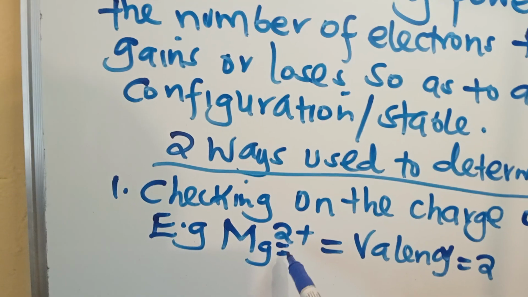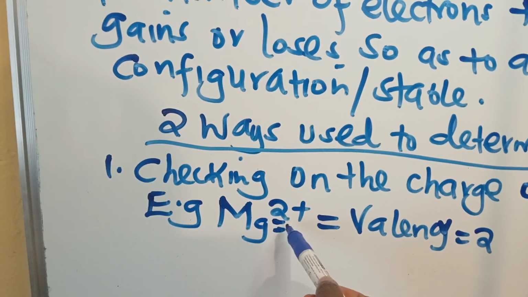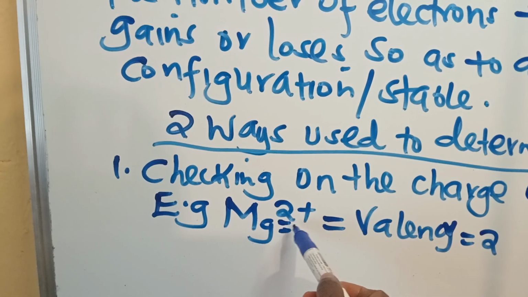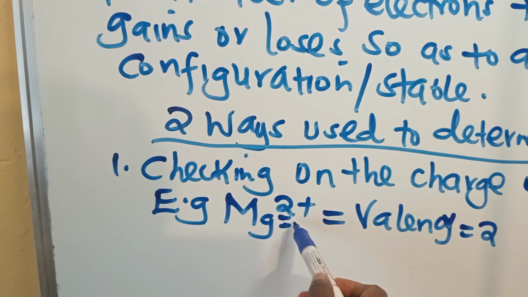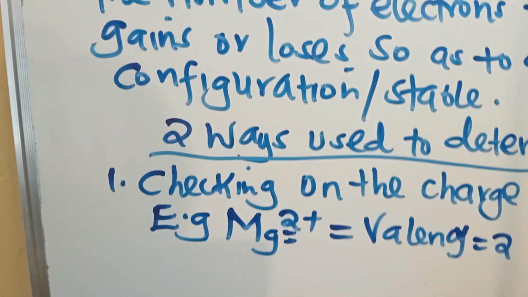Remember, for magnesium, we said that it acquired this charge now that it had lost 2 electrons. It had lost 2 electrons, and so it was left with 2 extra positive charges, and we combined them to have 2 positive. So the valency is 2.